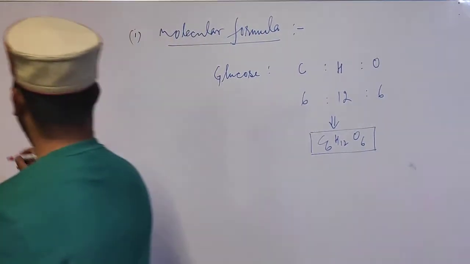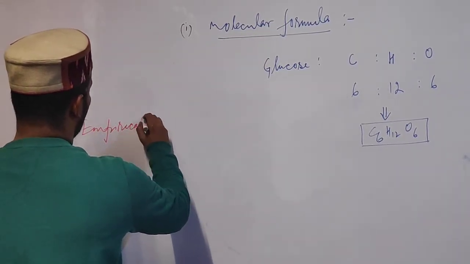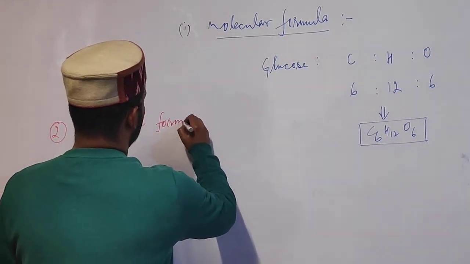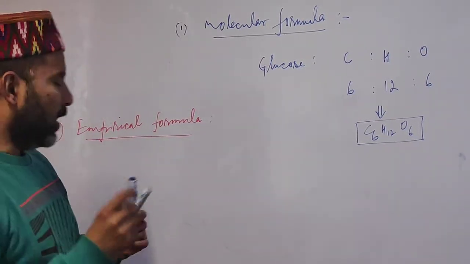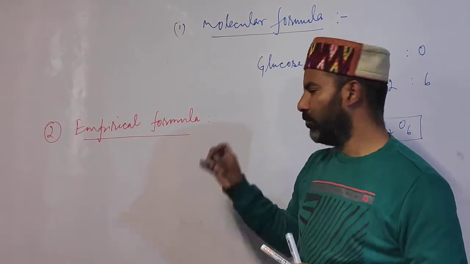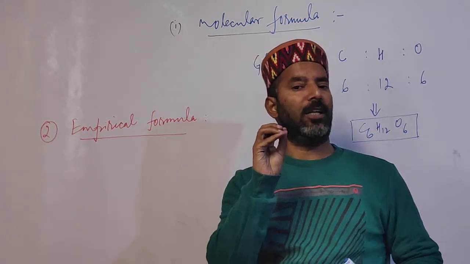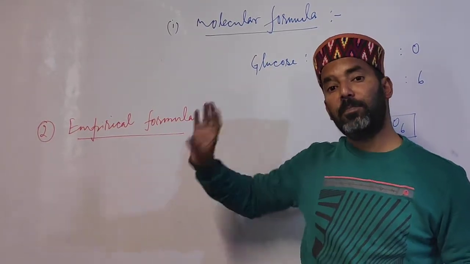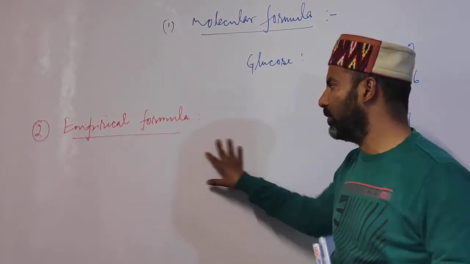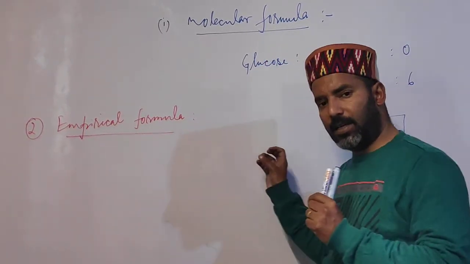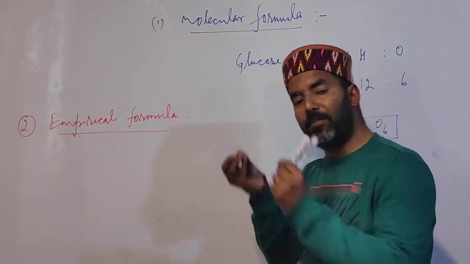Now students, the second type of chemical formula is called empirical formula. Now what is empirical formula? Students, empirical formula is also a chemical formula which gives the simplest whole number ratio of atoms of various elements present in one molecule. So here we will find out what is the simplest ratio of atoms of the constituent elements in one molecule of any chemical substance.